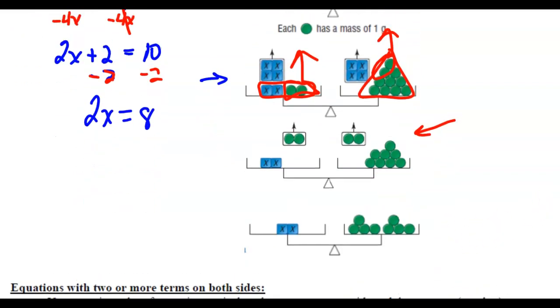And then we want to figure out what each x equals. So we want to group the 8 objects into 2 groups. That means each x is 4, and that's dividing by 2. So x equals 4. Okay, so that's using the diagram, and then we'll do some more examples here.